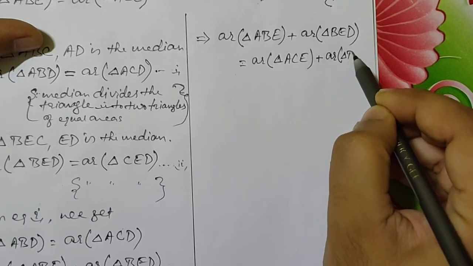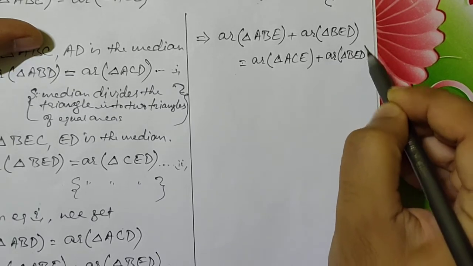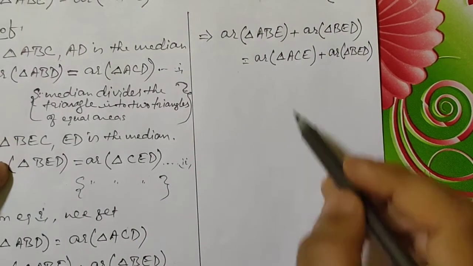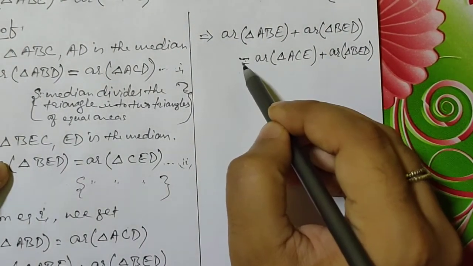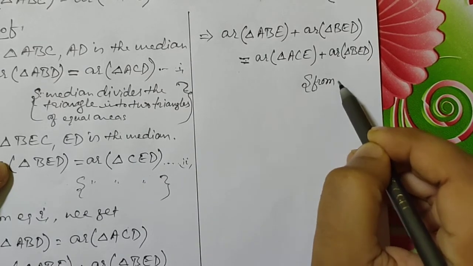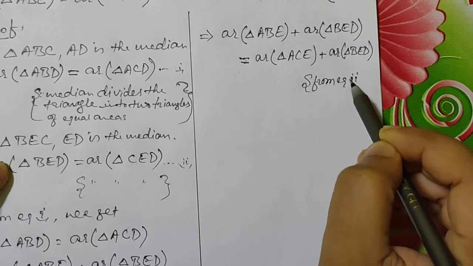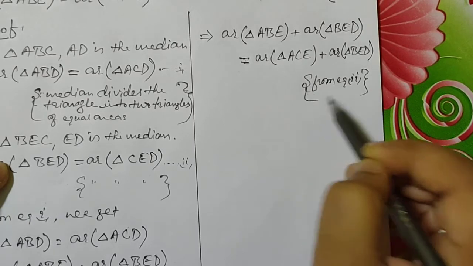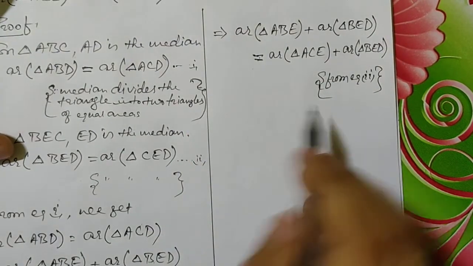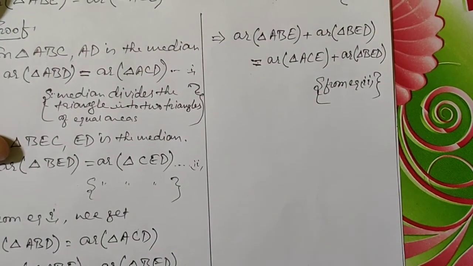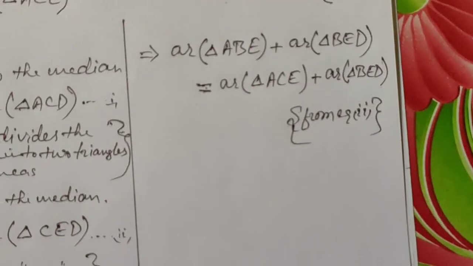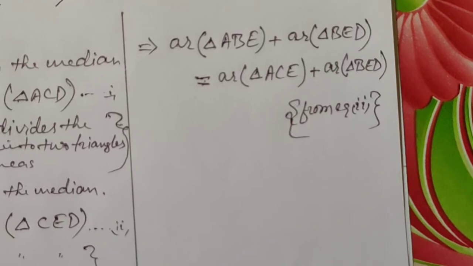Why can we write it like this? Because from the second equation we know that area of triangle BED is equal to area of triangle CED. So for this step we can show here the reason, from equation second. That's it. Now let us proceed. I think this should be magnified a bit so that all of you can easily understand this. I hope this must be clear to everyone.